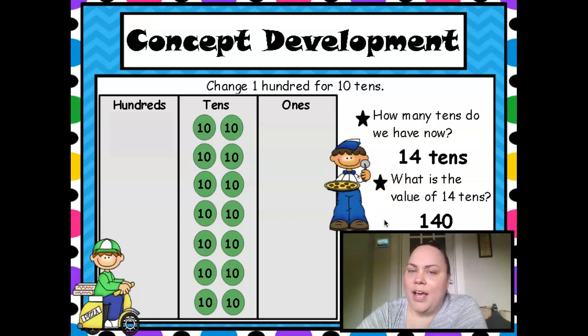I thought 1 hundred 4 tens equals 140. Oh, I forgot we exchanged that 100 for 10 tens. So it can be either way.